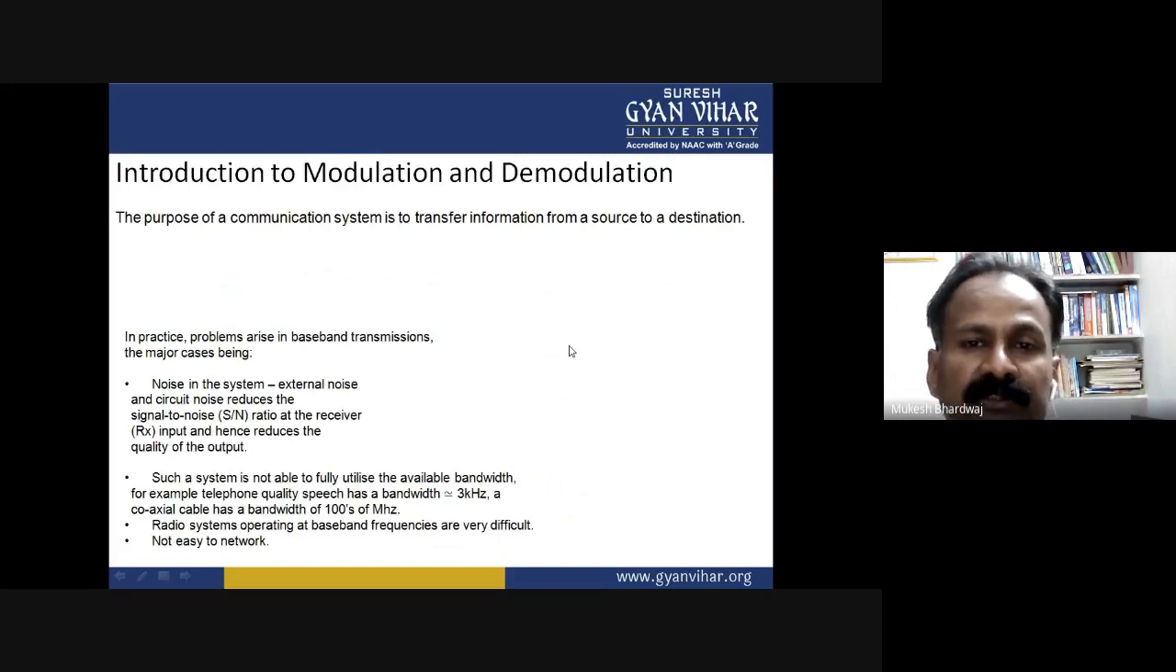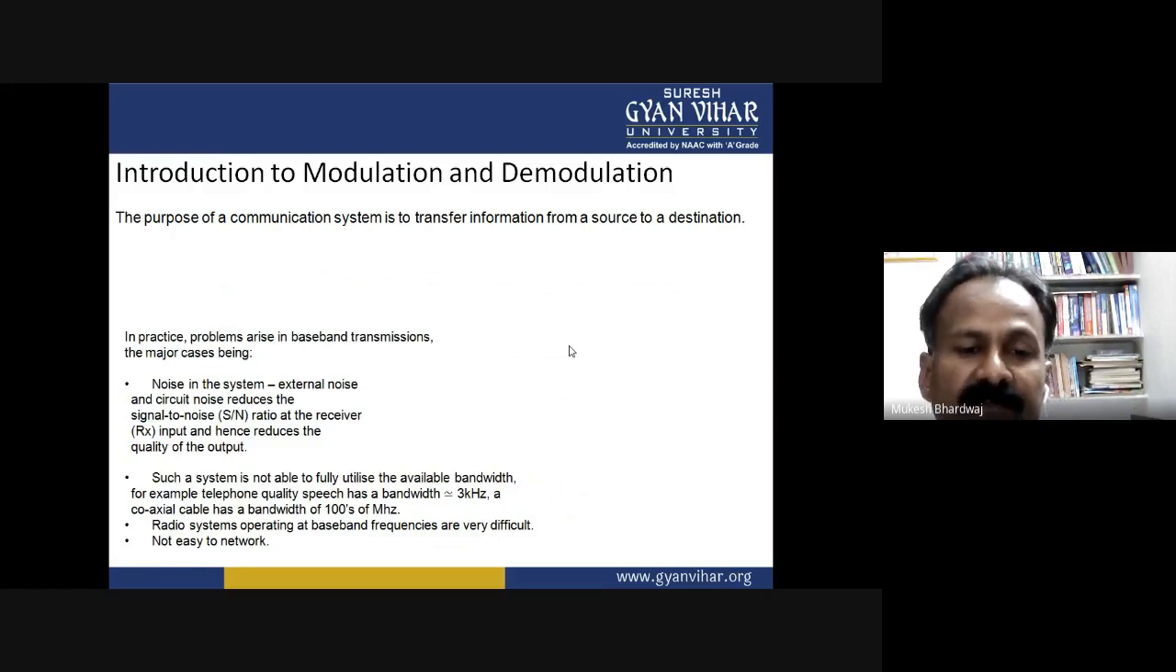Introduction to modulation and demodulation. The purpose of a communication system is to transfer information from source to destination. In practice, major problems arise in baseband transmission, the major cause being noise in the system. External noise and circuit noise reduce the signal to noise ratio at the receiver input and hence reduce the quality of the output. Such a system is not able to fully utilize the available bandwidth.